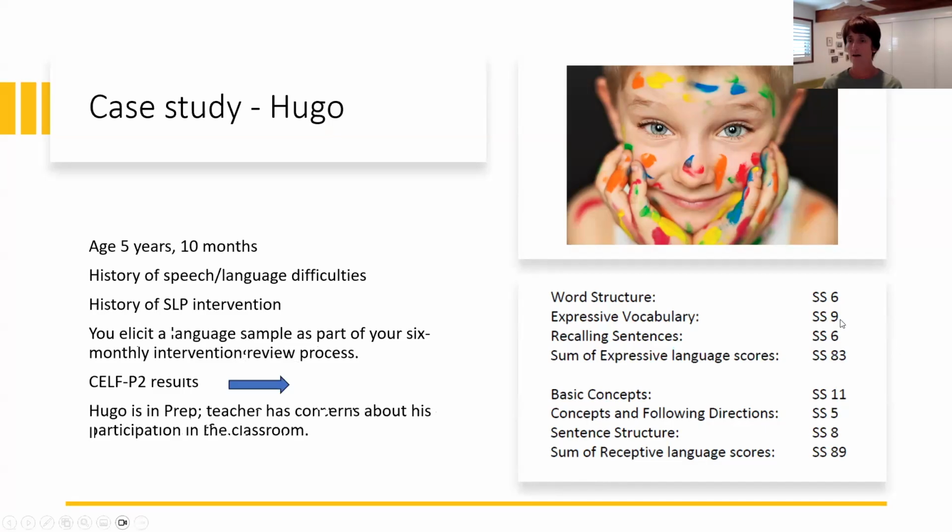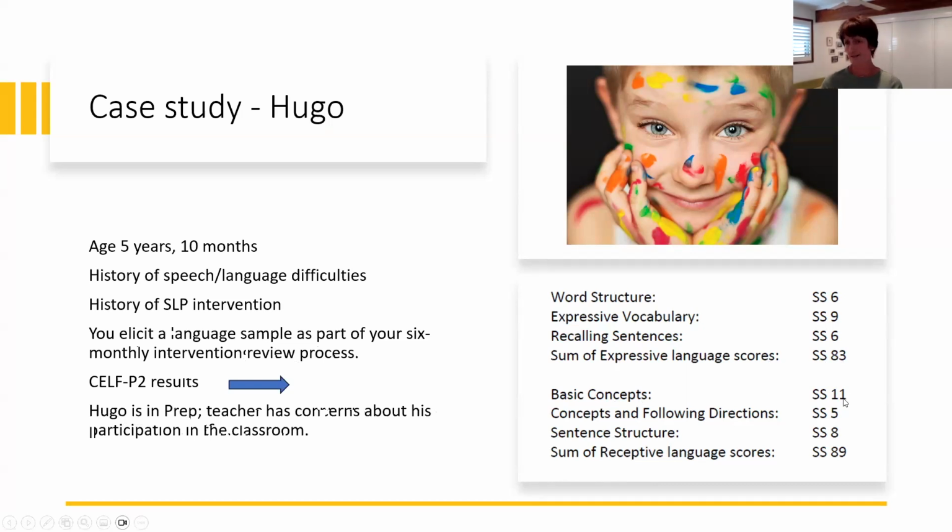Expressive vocabulary, as you can see here, would be within expectations compared to same age peers. Recalling sentences, again, showing difficulties there. And then the sum of expressive language scores is just below 1 standard deviation, considering 1 standard deviation is between 85 and 115.